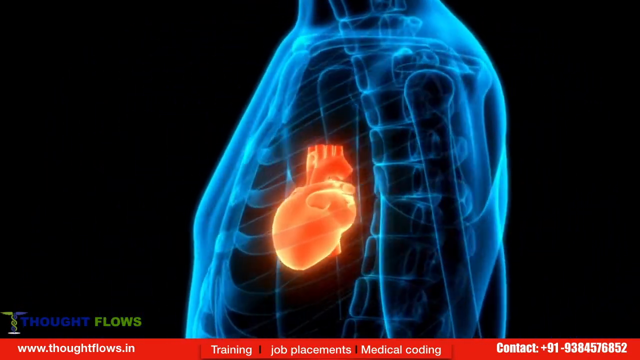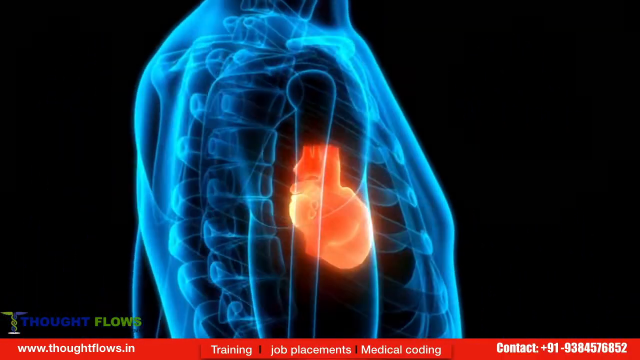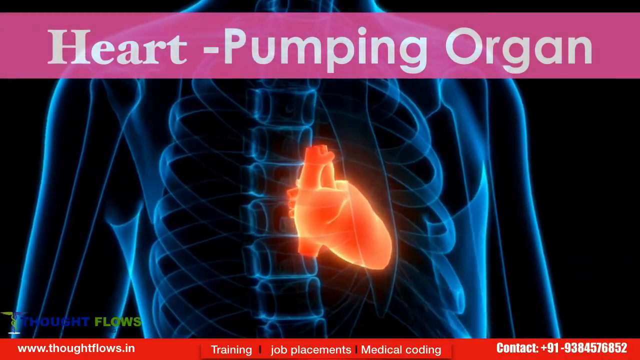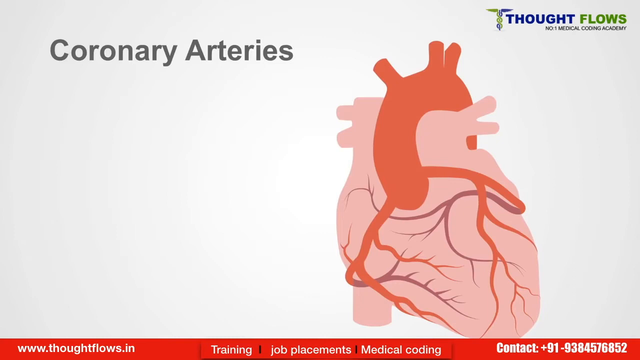Coming to the heart, which is a central pumping organ that will pump blood all over the body. In the language of medicine, we call the heart cardio or corona. As we know, the heart pumps blood to all the systems of the body, but the heart is also an organ that needs blood supply. The arteries that supply blood to the heart are called coronary arteries.